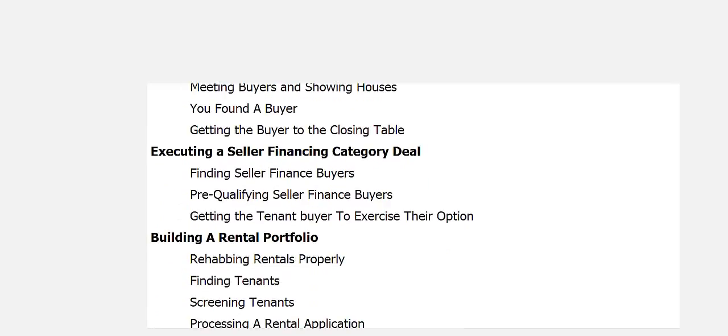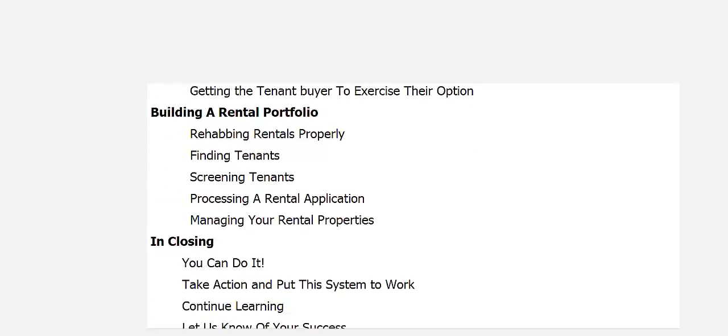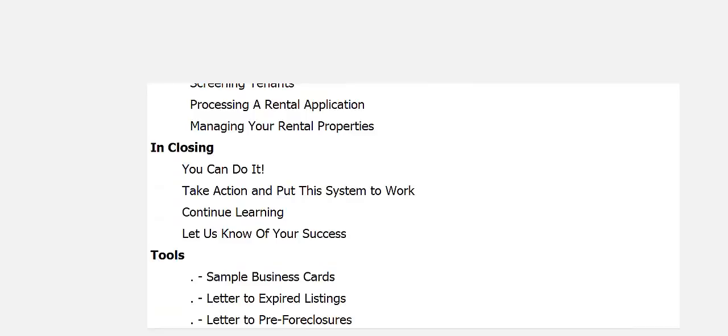Now executing a seller financing category deal. Finding seller finance buyers. Pre-qualifying seller finance buyers. Getting the tenant buyer to exercise their option. And then building a rental portfolio. Rehabbing rentals properly. Finding tenants. Screening tenants. Processing a rental application. Managing your rental properties.